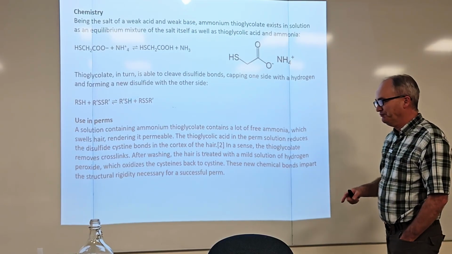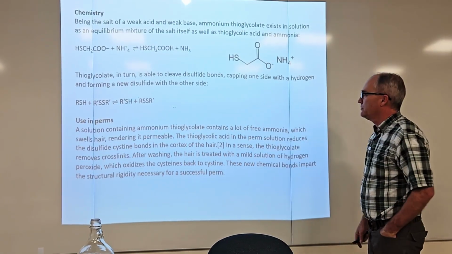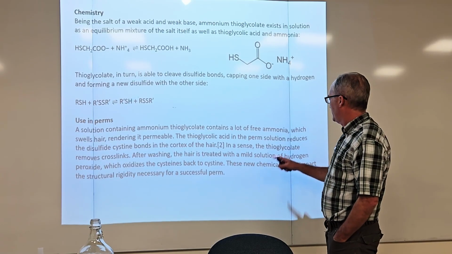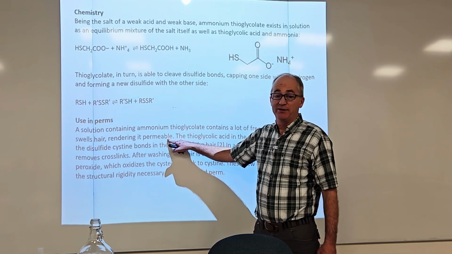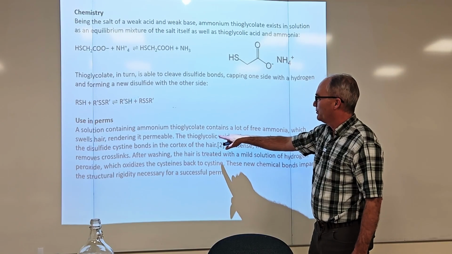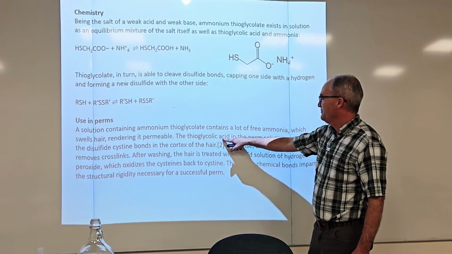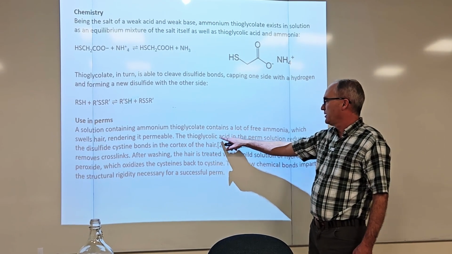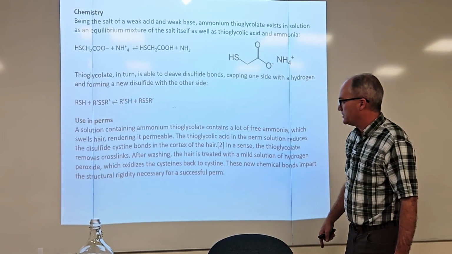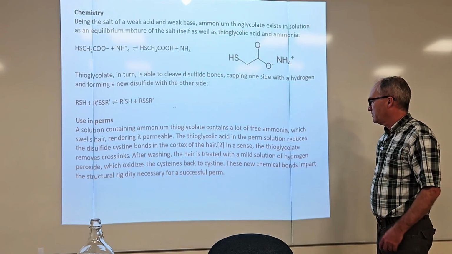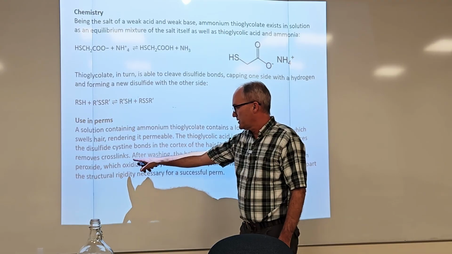So how does a perm work? A solution containing ammonium thioglycolate. The ammonia swells the hair, rendering it permeable. That's like a big pun to me at the moment, because you get a perm, but permeable, like a semi-permeable membrane. It makes it so the chemicals can go inside your hair. Permeable. Permanent. Didn't know that pun was going to come up. So this thioglycolic acid in the perm solution reduces the disulfide bonds in the cortex of the hair. In a sense, the thioglycolate removes the crosslinks.